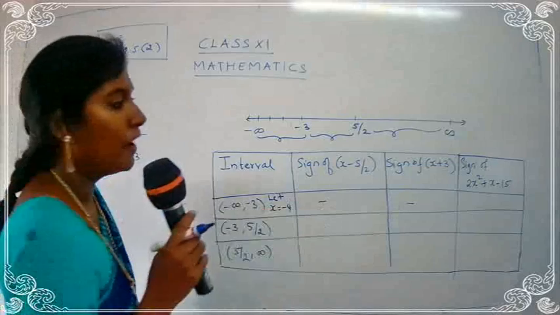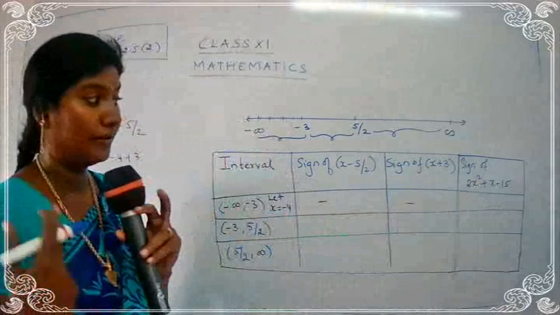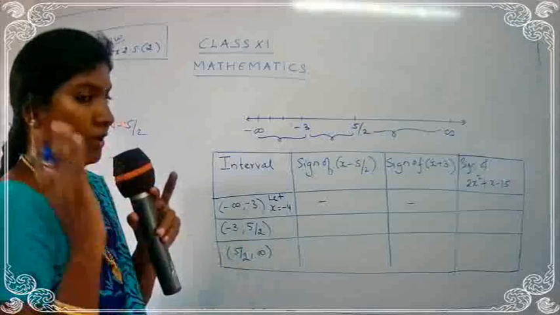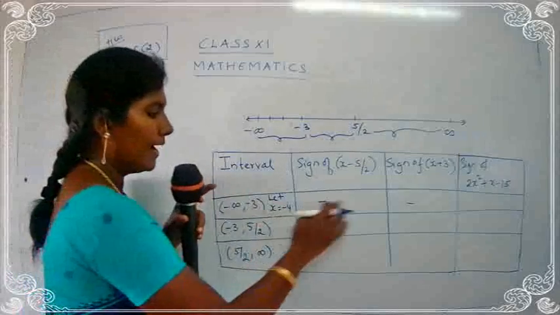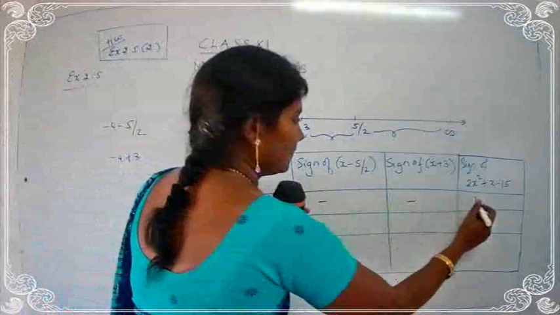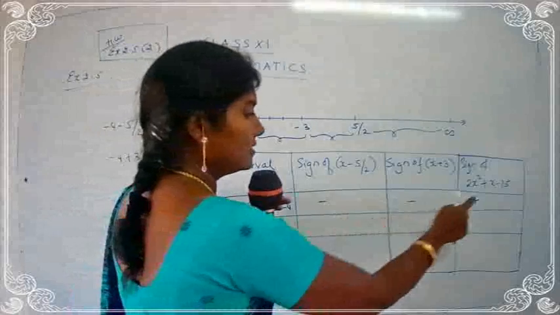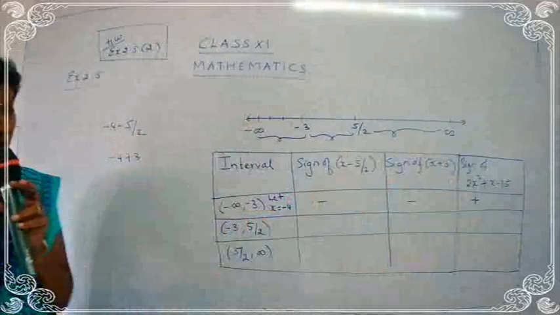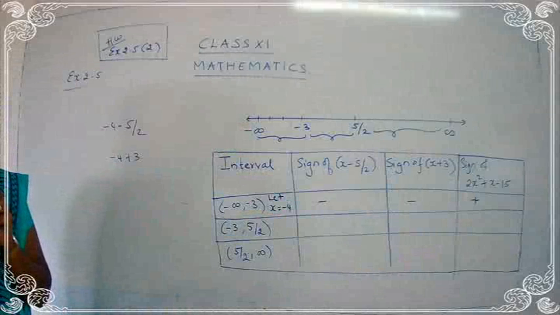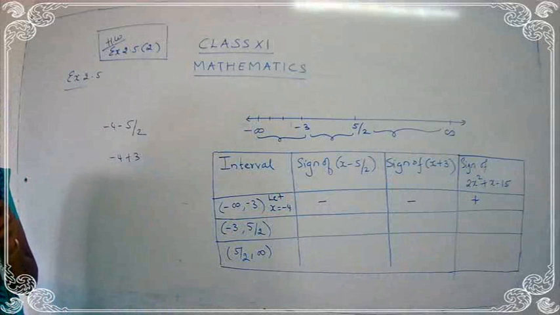Clear, children? Now here, this is what we are going to do directly. We are not going to put the value for x. Just think, 2 minus signs are there. 2 minus means you will have a plus. Minus into minus, plus. I hope you are clear with the first interval. Okay, let's move to the next one.